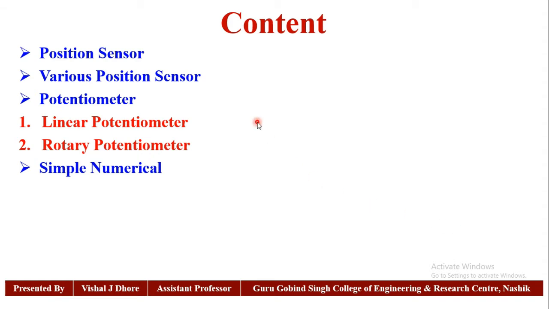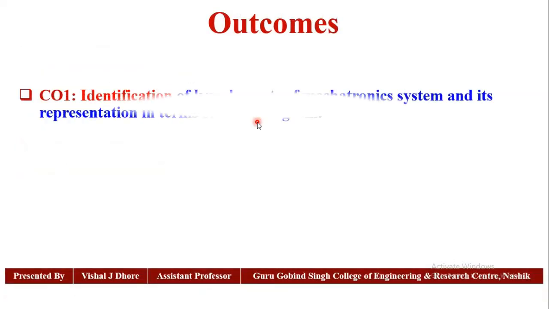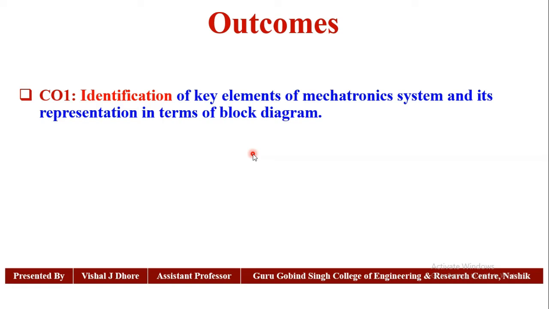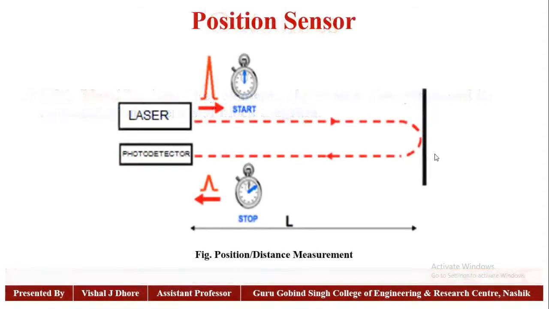After discussing all these points, today's session outcome is identification of key elements of a mechatronic system and its representation in terms of a block diagram. So let us begin with today's session. Today's first point is position sensor.